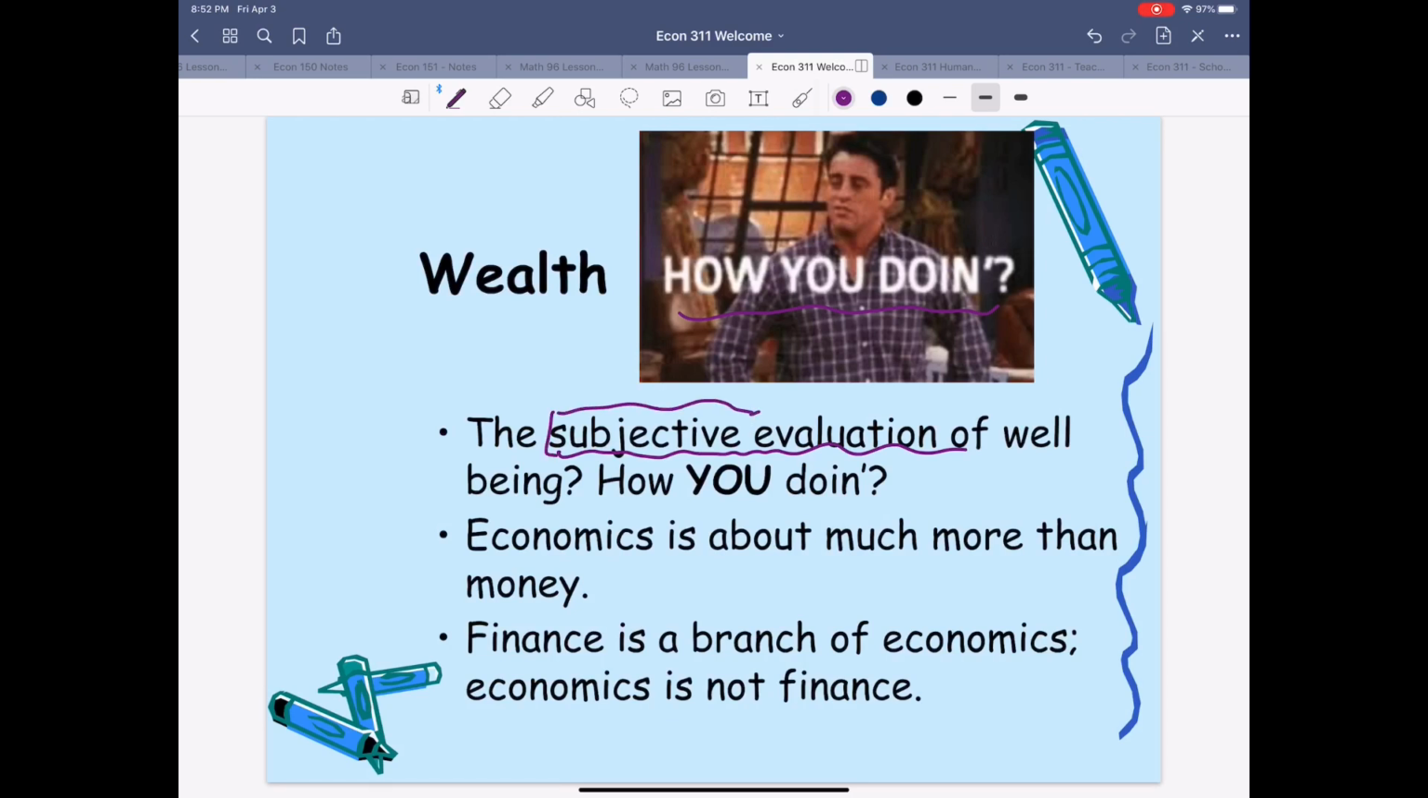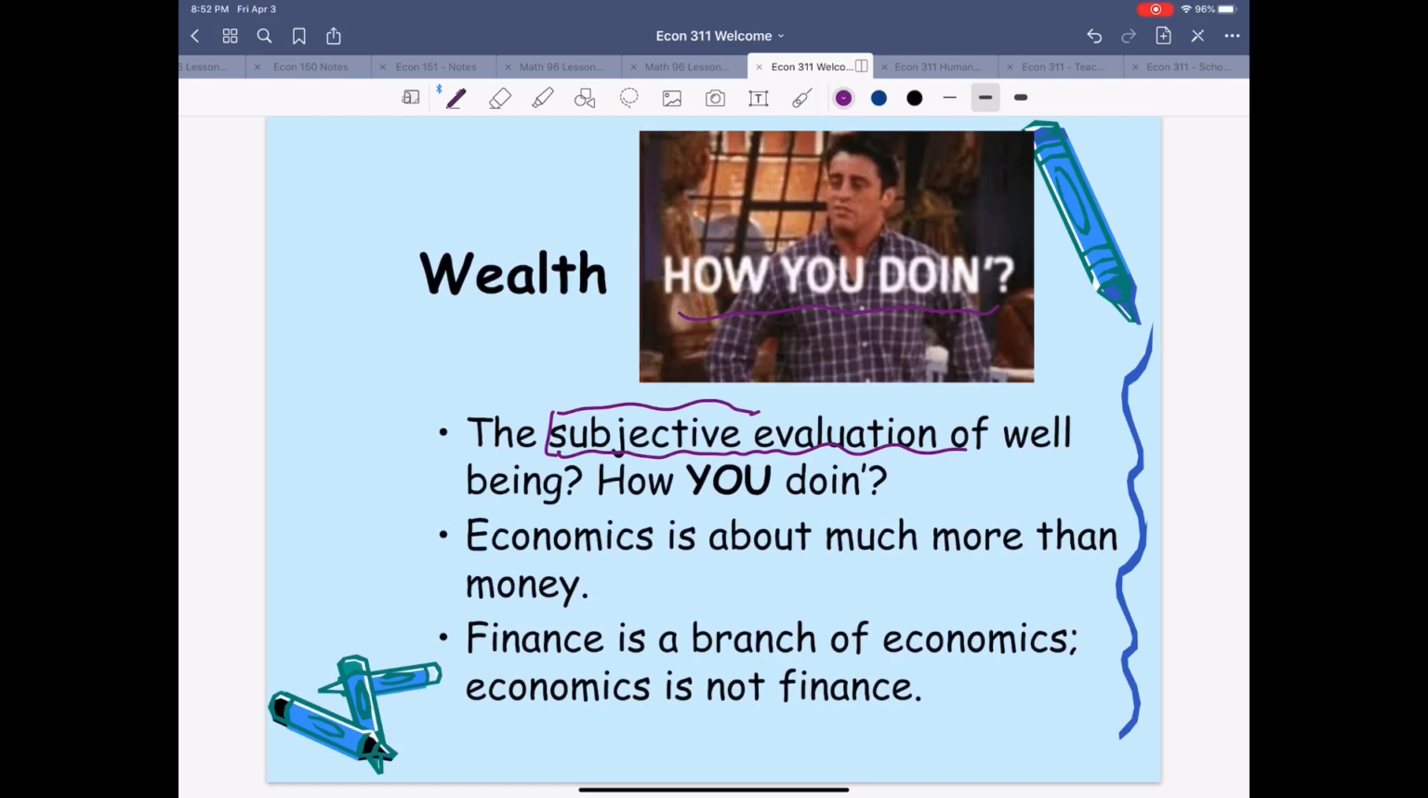And that's a really important thing to keep in mind. And I hope you kind of smile a little bit every time you think about wealth, and you think of that Joey moment, because it's a little cheesy, isn't it? The how you doing. And we want to think about how economics deals with the maximization of our wealth, the making ourselves better off in whatever way that we find valuable.